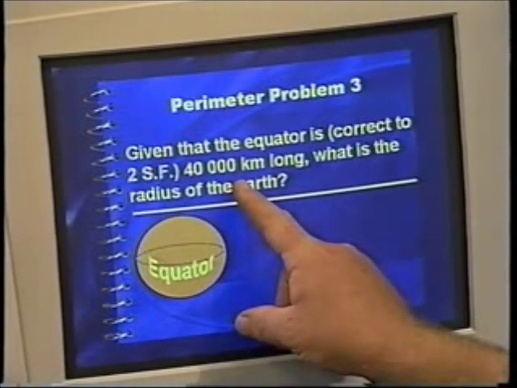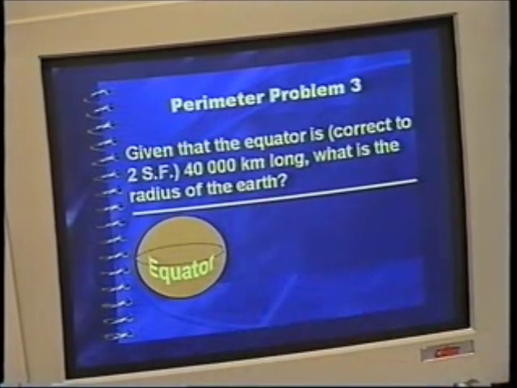Problem 3, we've got an interesting problem because not many people know that. We know that the equator is about 40,000 kilometers long. What is the radius of the Earth? In other words, if you want to dig from here to the center of the Earth, how far do you have to dig? We can work that out now using the formula.